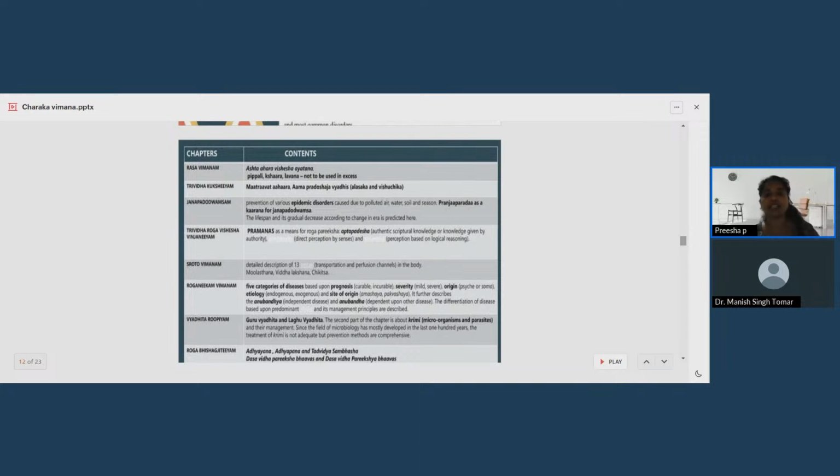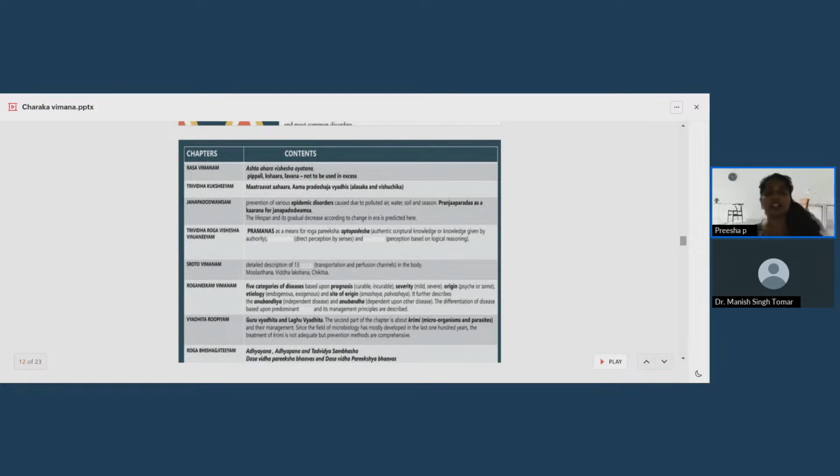In the Trividha Kukshiya Adhyaya, there is Matravat Ahara, and Amapradoshaja Vyadhis, regarding Alasaka and Vishuchika, are also explained. When we come to the Janapadodhwamsa Vyadhis, Prajnaparadha is also explained in the Vimana Sthana. The uniqueness of Vimana Sthana is that Prajnaparadha is explained as one of the Nidana for Janapadodhwamsa Vyadhis. So whenever any question is asked regarding Prajnaparadha and Janapadodhwamsa, you have to give importance to the Vimana Sthana.